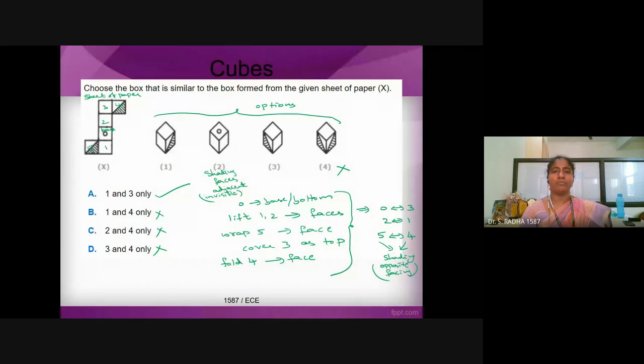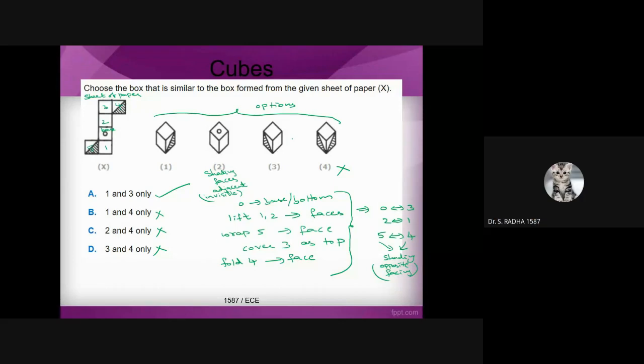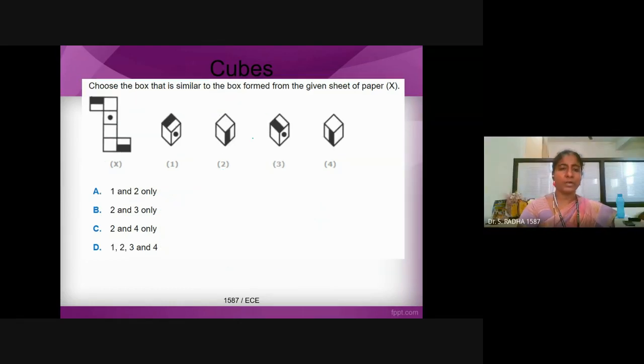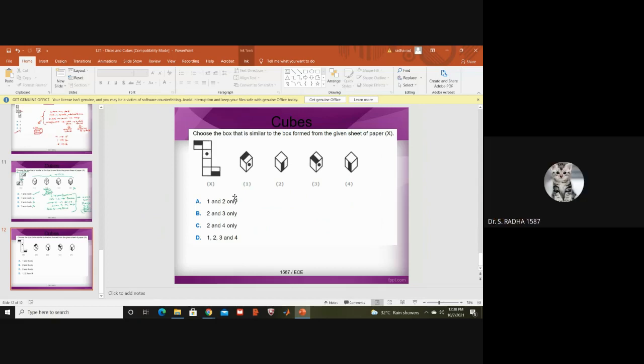In 3, opposite to the shading, one more shading may be there, and then at the bottom there may be a circle, and the top face empty may be 3. Okay, like that. Slowly we have to catch some point and come up with the answer. This is the last slide.